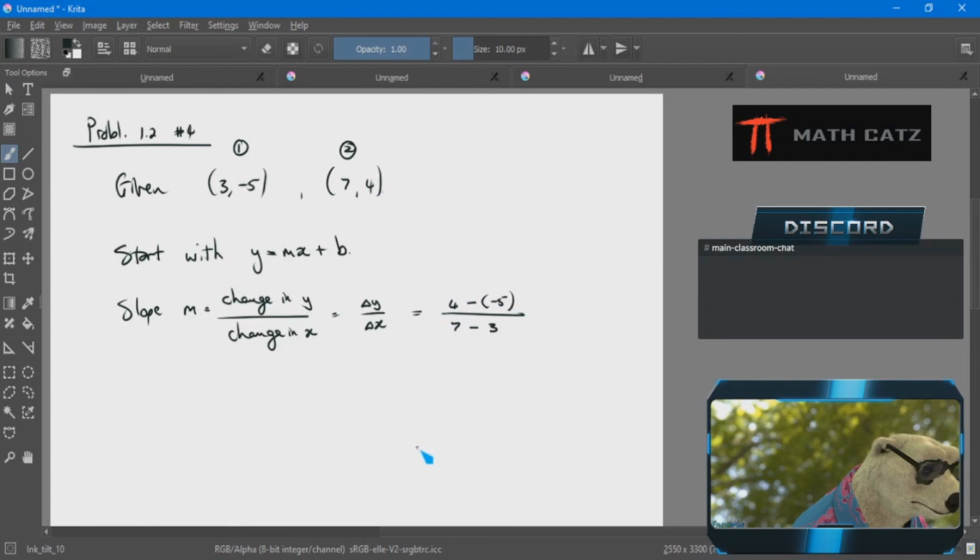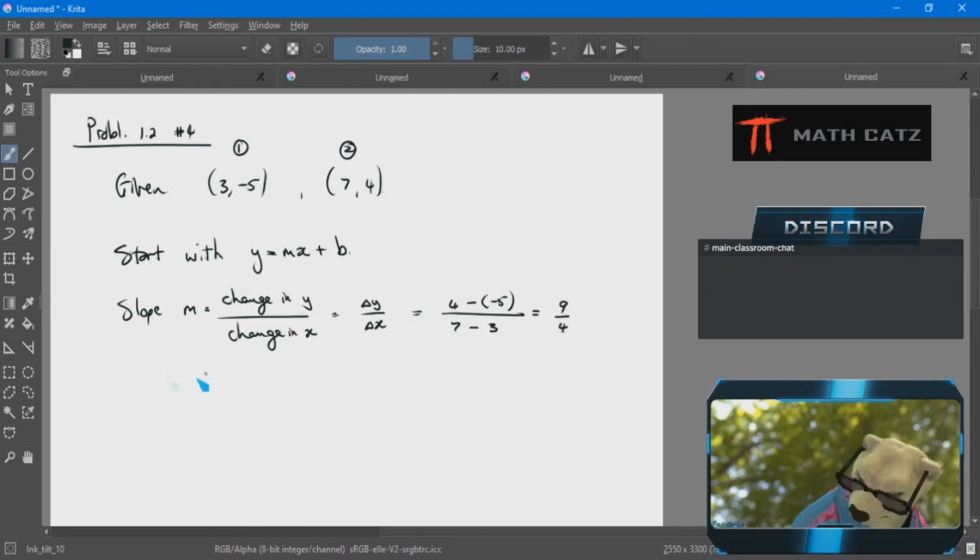This is going to be a fraction again, isn't it? Man, they just love their fractions. So I get, yeah, 9/4. So a change of 9 units vertically corresponds to a change of 4 units horizontally.